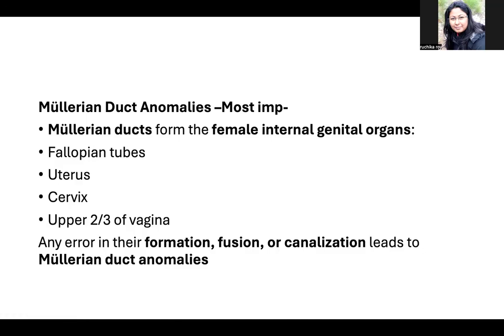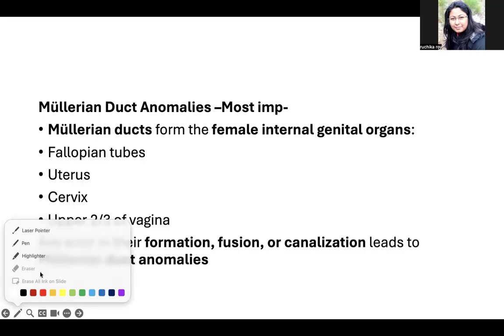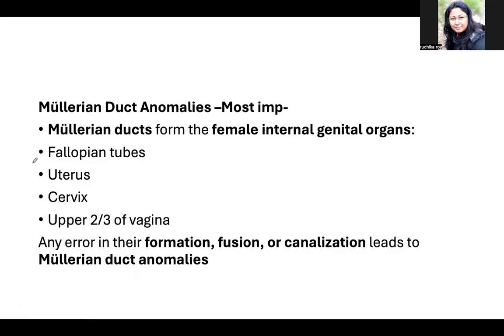So let's start with another topic, Müllerian duct anomalies. This is one of the important MCQ questions that they can ask in your AIPGT or NEET-PG examination. So basically, the Müllerian duct helps in the formation of the female genital organs. The question they can ask: what are the organs that are formed by the Müllerian duct? This is very important.